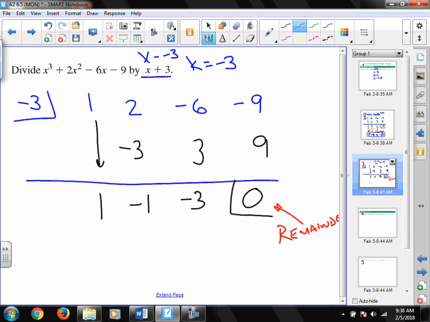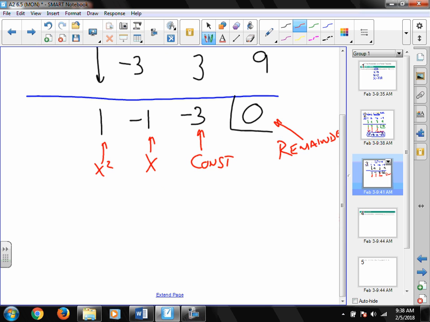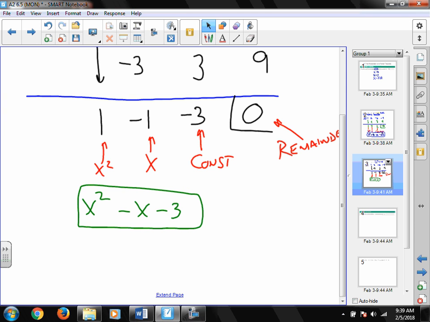That's our remainder. This is our constant. This is our coefficient in front of x. This is our coefficient in front of x squared. So the polynomial we get is going to be x squared minus x minus 3. Since I have a remainder of 0, you don't have to do anything with it. That means it divided out evenly. So this is all we're going to end up with here. Questions on that?